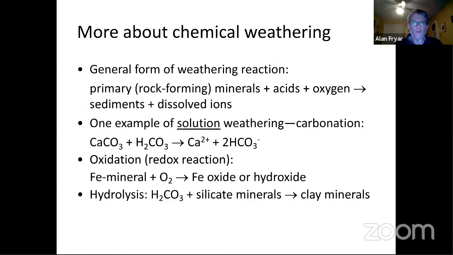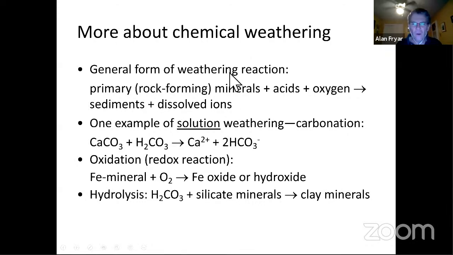So a little bit more about weathering reactions then. The general form of a weathering reaction is where you have a primary mineral or even a secondary mineral. So primary is a rock-forming mineral, for example, like some of the minerals that form basalt, which forms from crystallization of lava. And these minerals react with acids or oxygen to form sediments and dissolved ions.